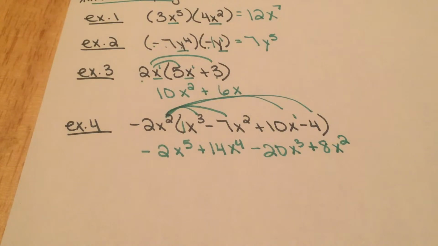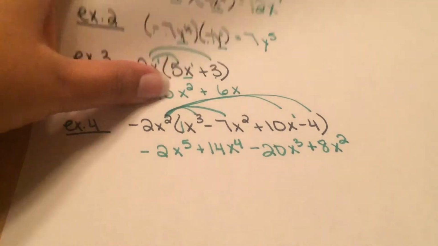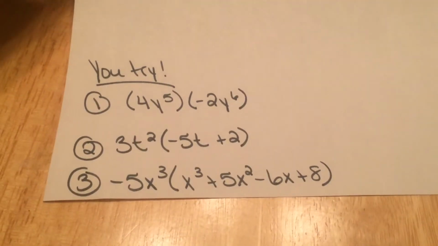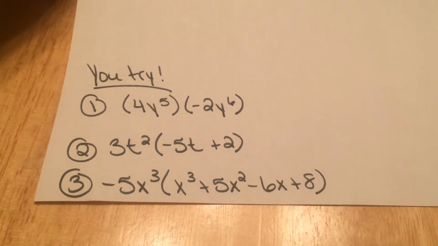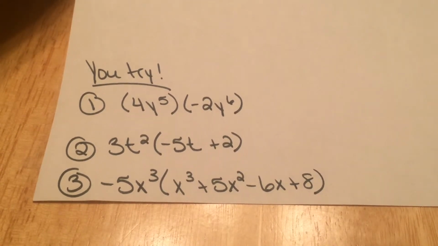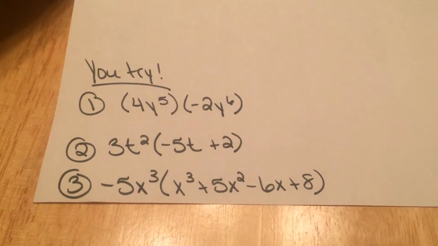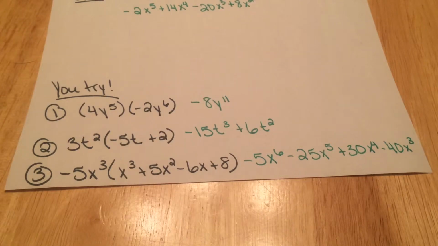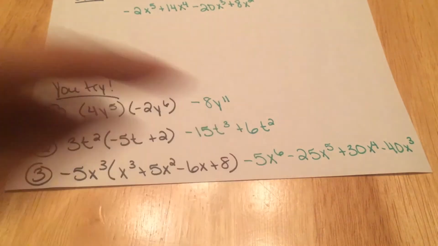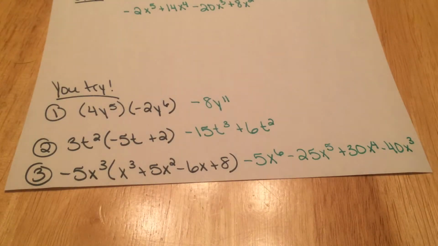All right, now you try some on your own. So try these 3, multiplying monomials by monomials and monomials by polynomials. Take a moment to pause the video now. How do we do on that? Hopefully we got these answers for 1, 2, and 3 of multiplying monomials by polynomials.